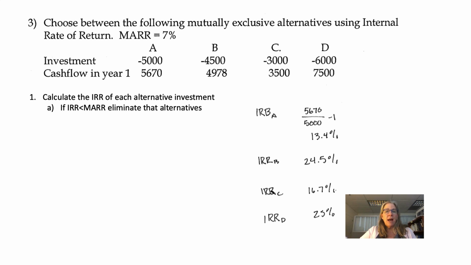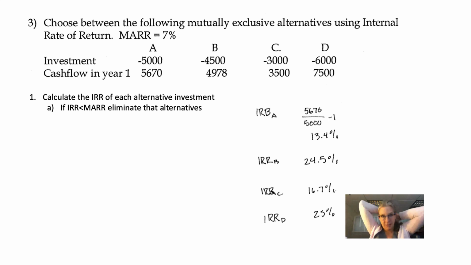So in this case, I have a list of investments there that are A, B, C, D, E, and the minimum attractive rate of return is 7%, and it says to evaluate this using internal rate of return. And what you need to know is you need to use incremental analysis whenever you're comparing multiple alternatives. So the first thing you do is you calculate the internal rate of return of each investment.